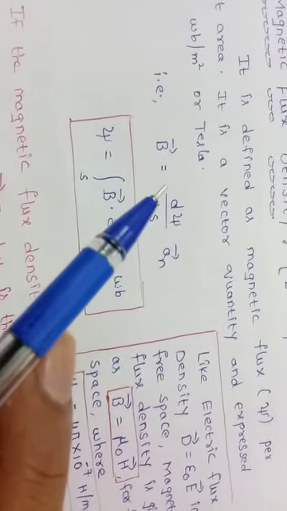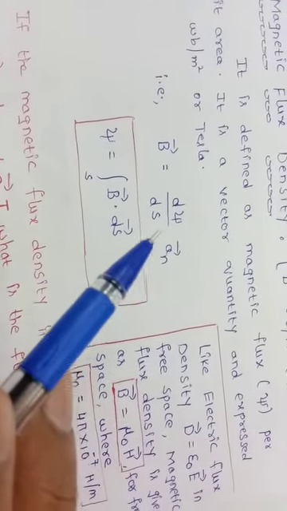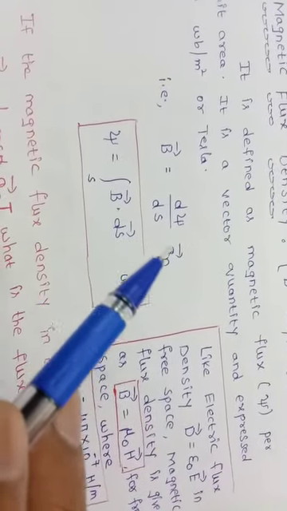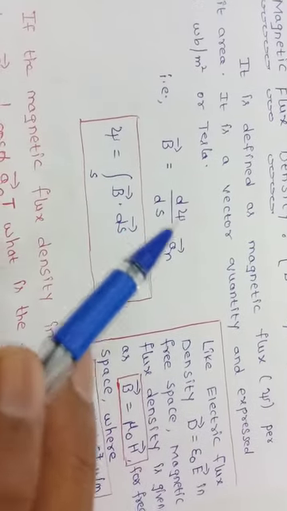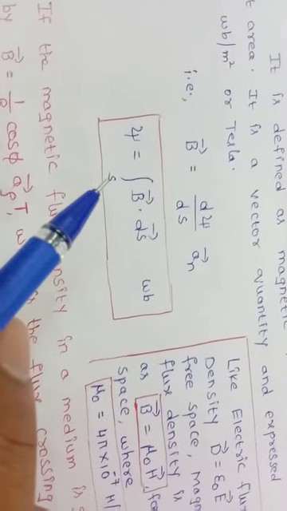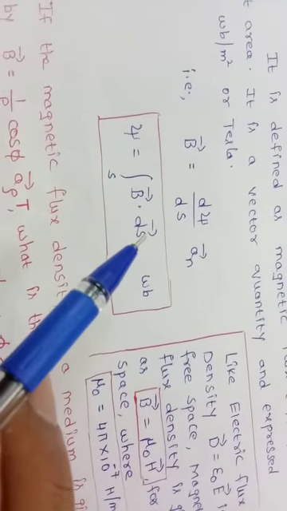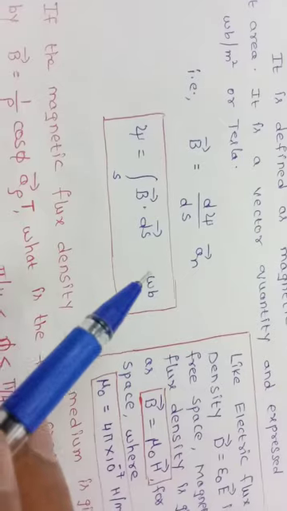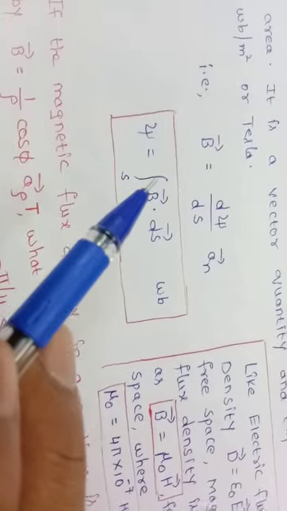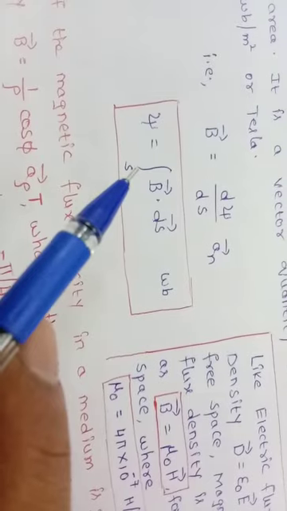Mathematically, magnetic flux density is equal to flux per unit area. If you observe the direction, it is normal to the surface. It is the direction of the surface. I think it is clear to you. From this expression, you can also write that magnetic flux is equal to the surface integral of the dot product of magnetic flux density and the surface. The unit of magnetic flux is Weber. Remember here, it is a surface integral. It is not a closed surface integral. It is a surface integral. Is it clear?